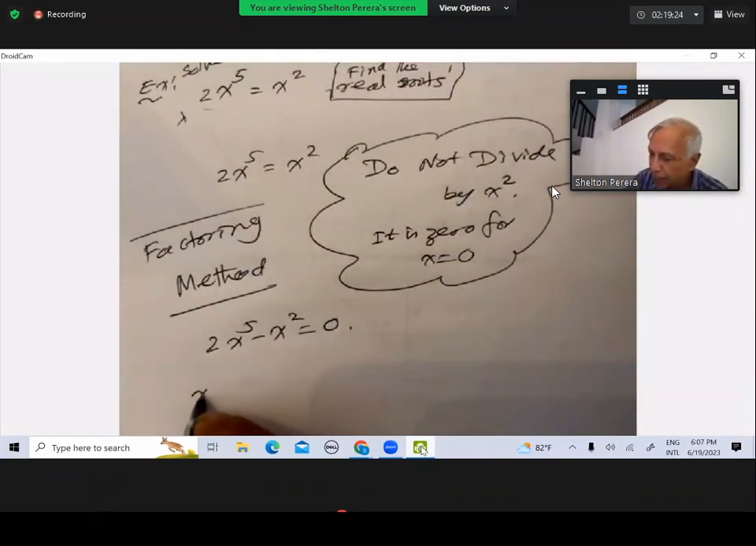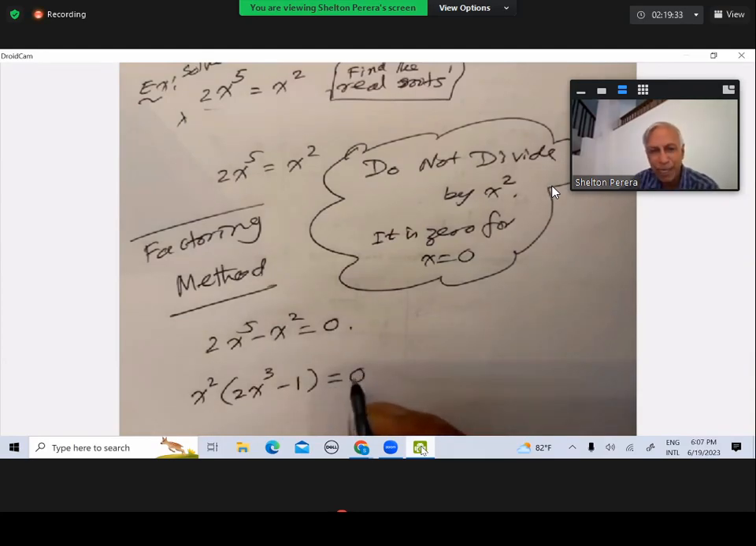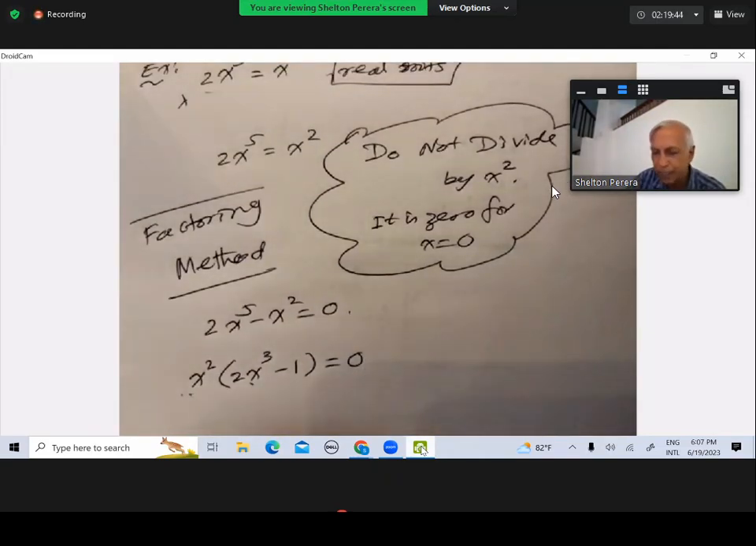Factor x squared out. You get 2x cubed minus 1 equal to 0. I did it quickly, yeah? X to the power of 5, if I take x squared out, now multiply out, you get this many. So check that. Now product of two things equal to 0. So x squared equal to 0 or 2x cubed minus 1 equal to 0.